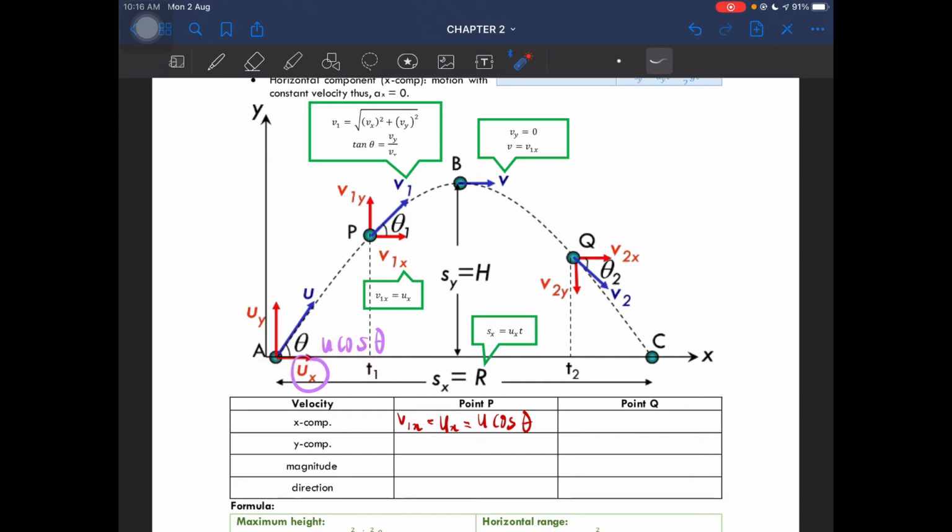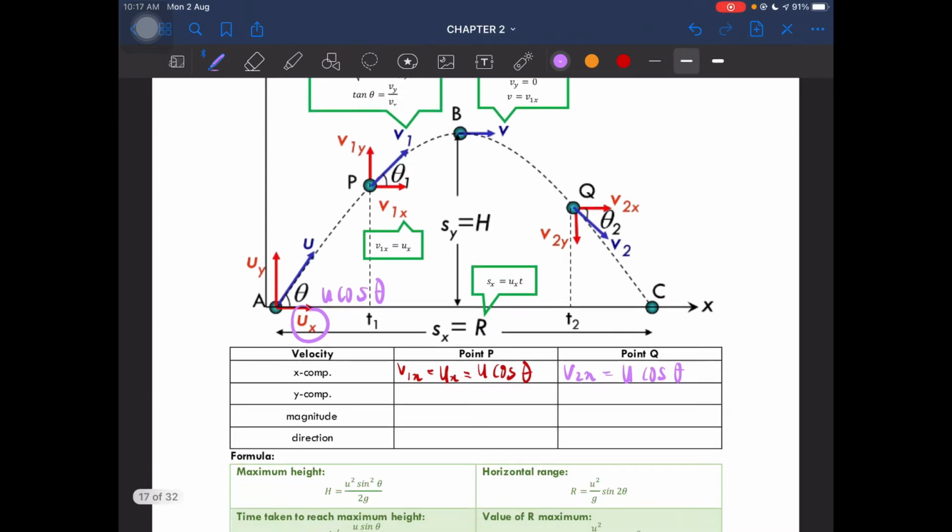For point Q, it must be the same too, right? So v2x is equal to u cos theta.